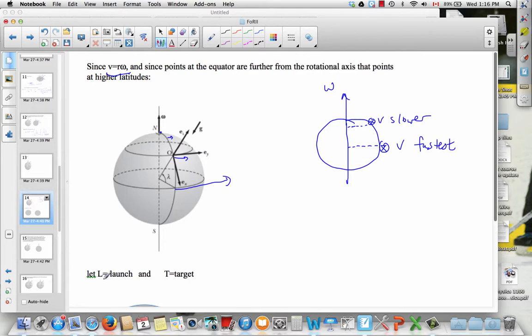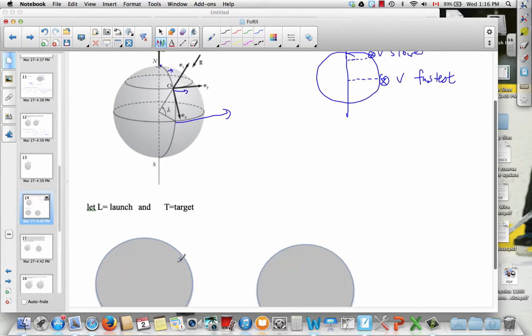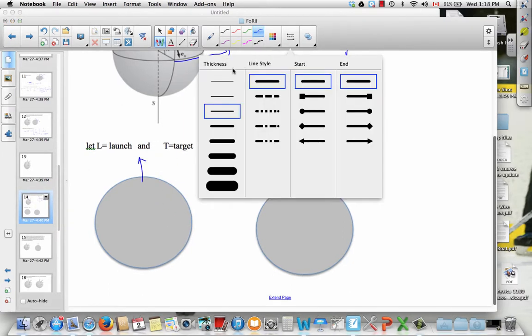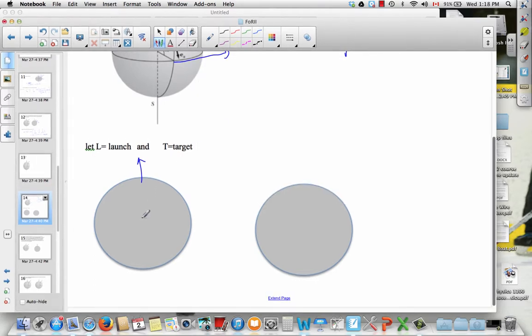Now let's pretend that L is our launch point and T is our target point. And let's draw those on the surface of the sphere. Again, okay, so L is our launch point and T is our target point here. So L is here, and then T is up here.